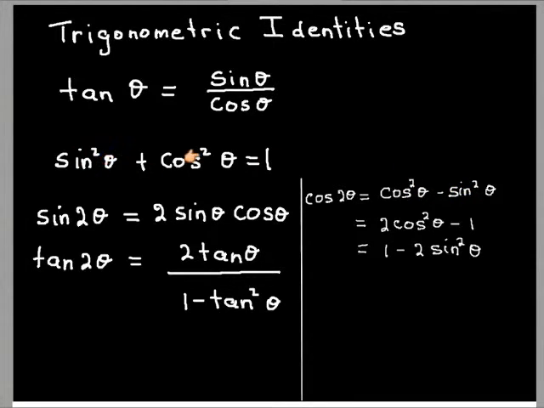And rearranging the Pythagorean identity and substituting here will give you 2 cos squared theta minus 1 or 1 minus 2 sine squared theta. So you have to be aware of the different versions of the cos 2 theta.